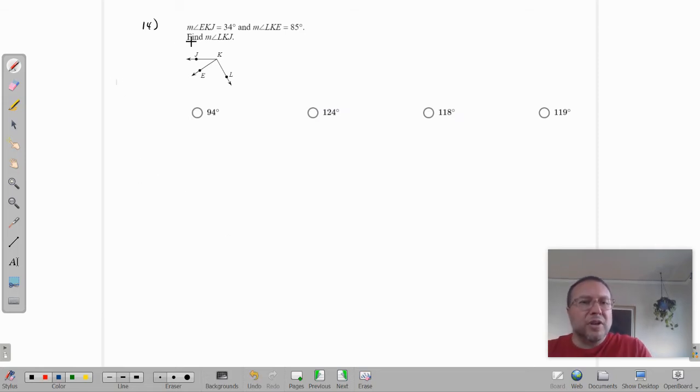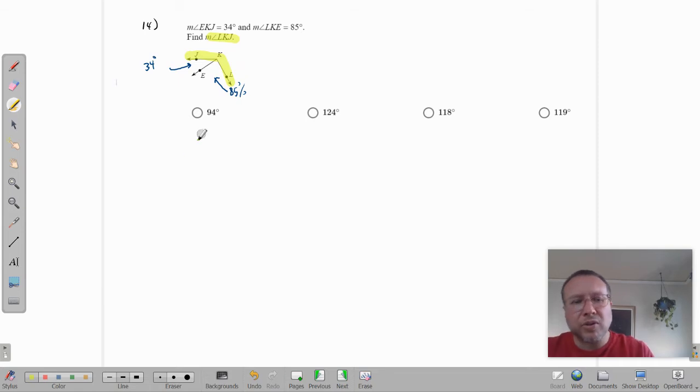All right, so this one says EKJ is equal to 34. So remember, K is your vertex, the middle letter is your vertex. So EKJ, that means that this angle right there is equal to 34 degrees. And LKE is equal to 85 degrees. And then what it's asking is to find LKJ. Well, LKJ is that whole thing, right?